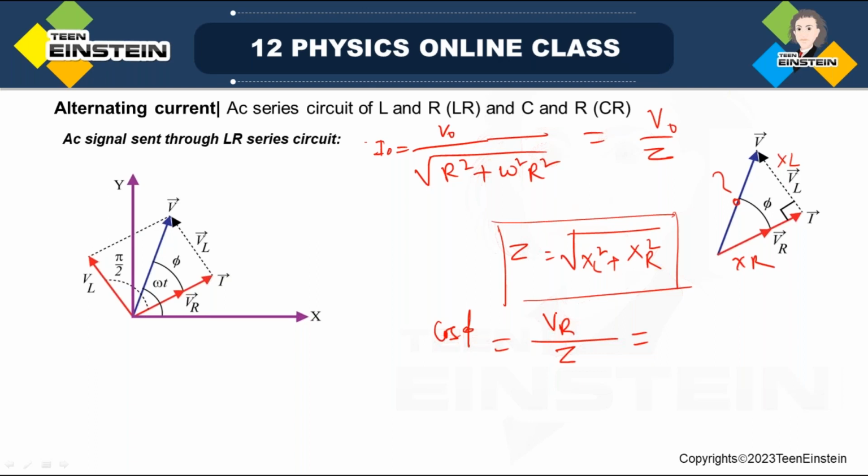Okay, so this we can write simply as L and this as R. This is not VR. Since we are writing in terms of Z and all, this is actually L, this is R, and this is Z. So we will write cos phi means base R by Z. Z is hypotenuse. So this is R by Z.